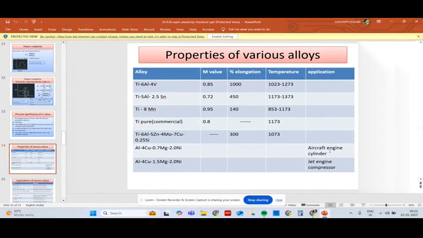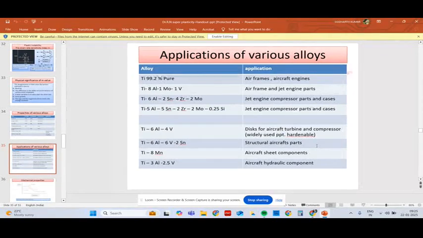In this case, titanium has application in aerospace industries. Application of various alloys: titanium alloys have various applications, particularly in aerospace industries, aircraft engines, jet engine compressors, aircraft turbine compressors, aircraft structural parts, aircraft sheet metal components, aircraft hydraulic components.